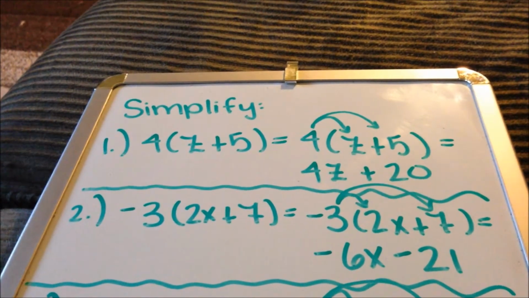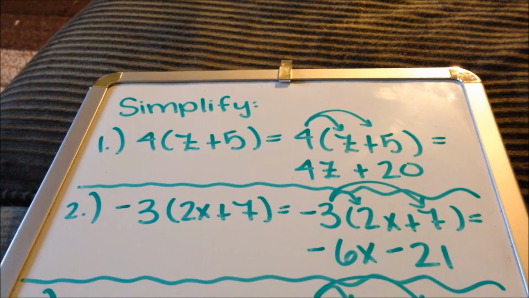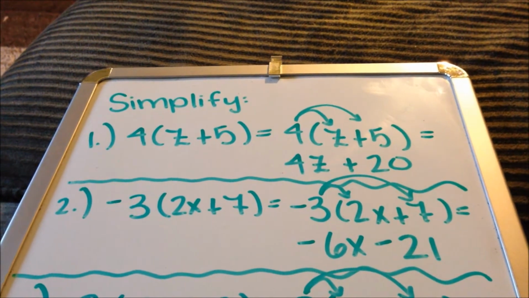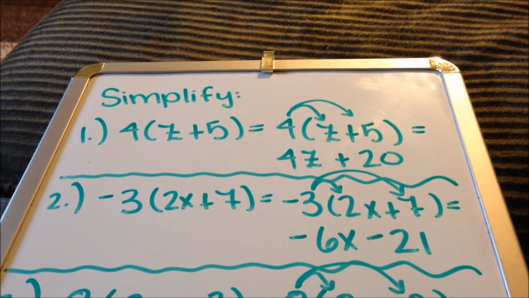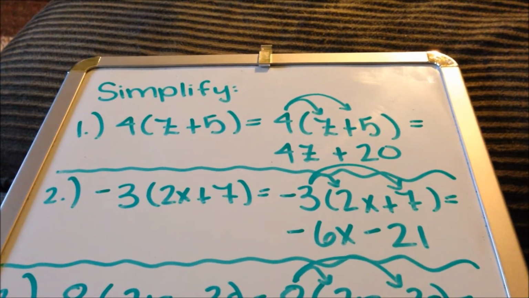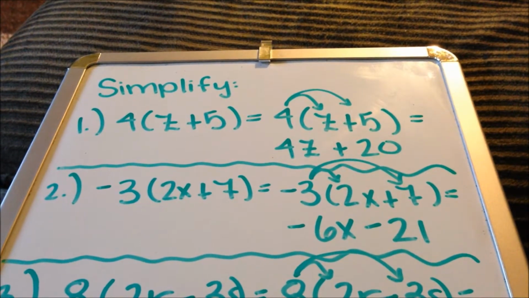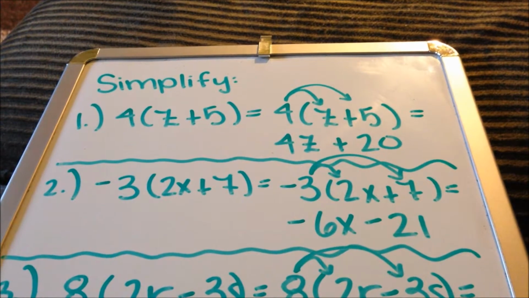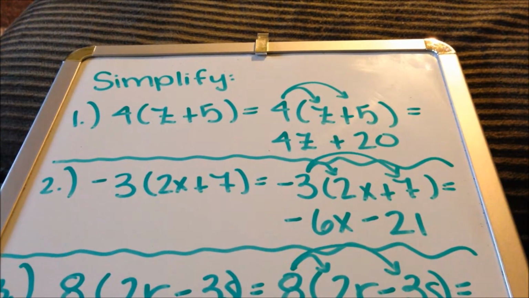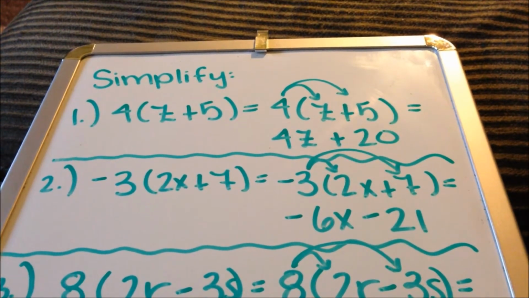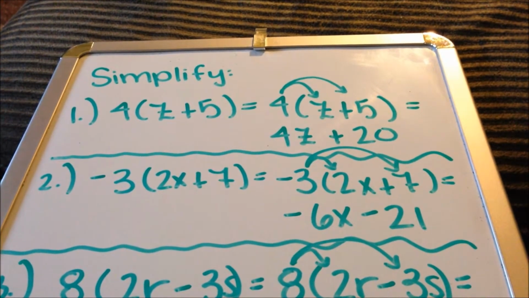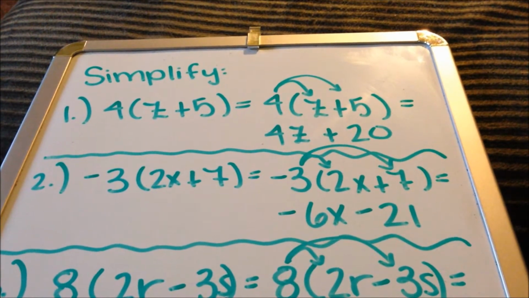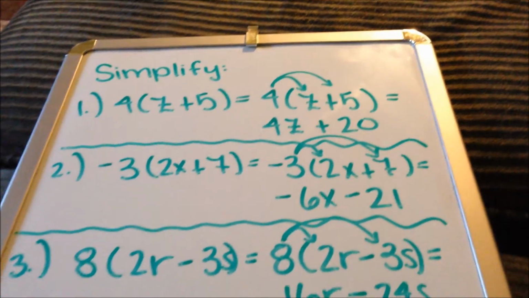Let's try these examples. Simplify. Number 1, 4 times the quantity z plus 5. We're going to distribute the number 4 to both the z and the 5. So 4 times z plus 4 times 5. That gives us 4z plus 20. Number 2, negative 3 times the quantity 2x plus 7. We're going to distribute negative 3 to both 2x and 7. So negative 3 times 2x is negative 6x, and negative 3 times positive 7 is negative 21. So our final answer is negative 6x minus 21.